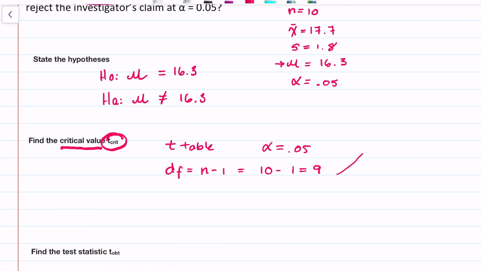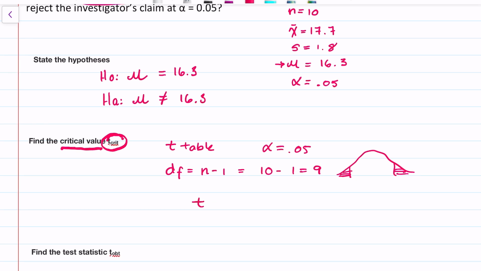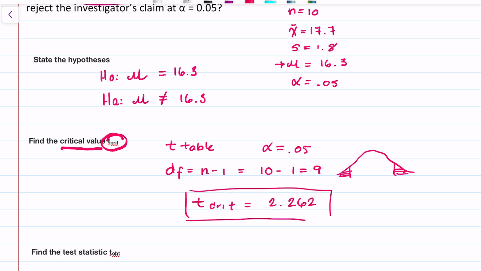So don't forget it was a two-tailed test. That's why I look for two-tail in the table. And my T crit would be 2.262. Because it's two-tail, we need to put the plus minus in there.